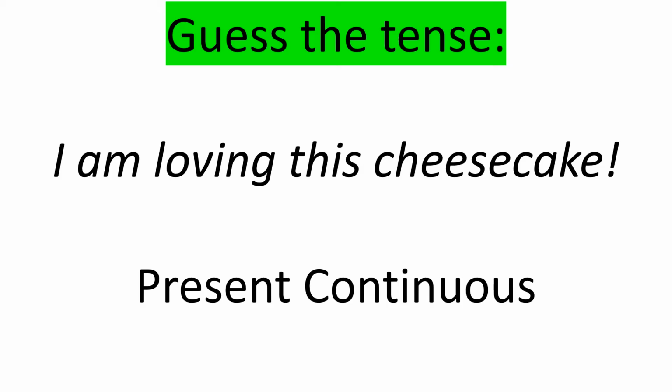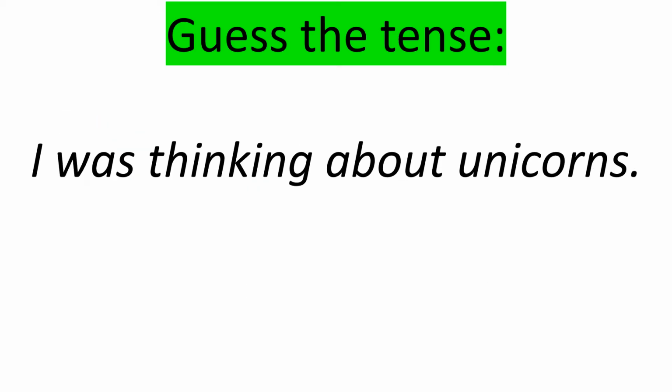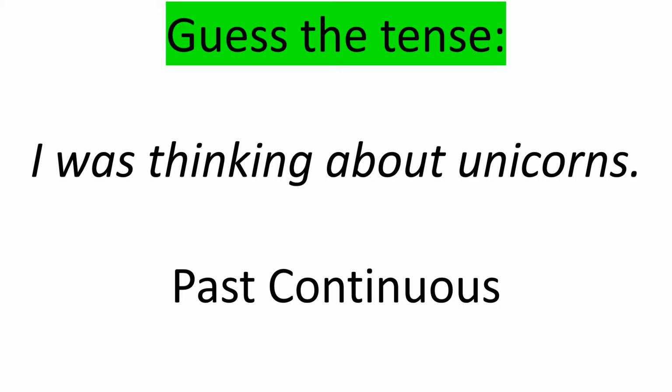Because we have our auxiliary verb am there, and we have our main verb loving that work together, and it's got a subject, okay, right? That is doing the action, and therefore it is present continuous. Next one, right? I was thinking about unicorns. Pause the video if you need some more time to think about it. Hopefully you said past continuous.